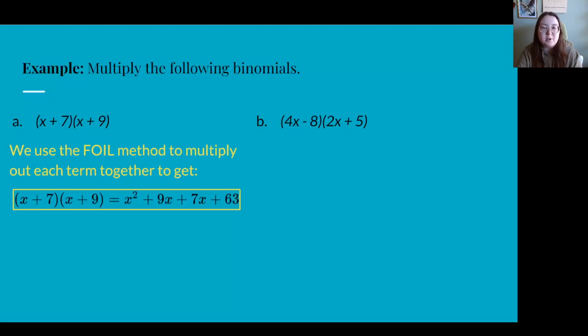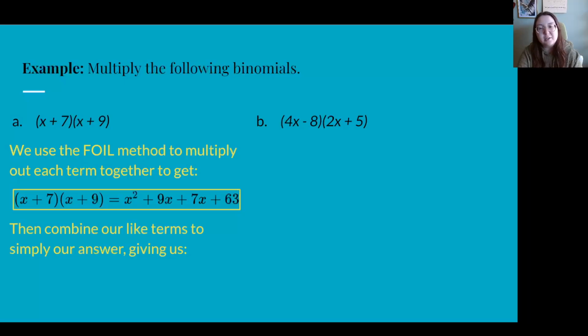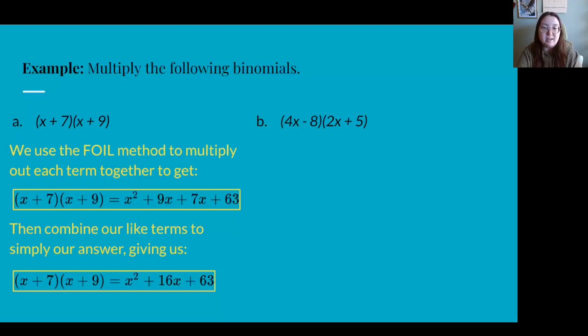So then we get x squared plus 9x plus 7x plus 63. So now that we have that, we just want to make sure to simplify. So we'll combine our like terms to simplify our answer. Our like terms are the ones in the middle. X squared and 63 don't have like terms, but 9x and 7x are like terms. So we'll add those together so that we get x squared plus 16x plus 63.